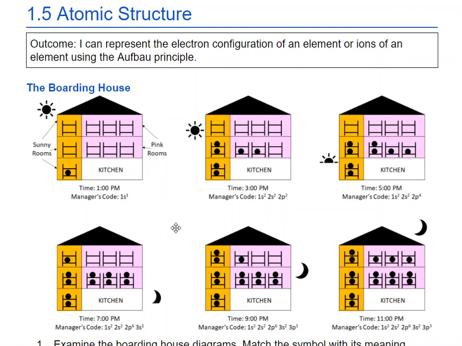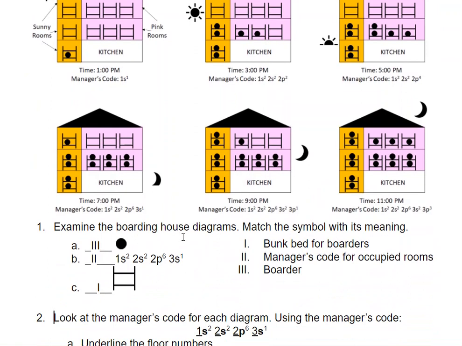So in this boarding house, there are sunny rooms and there are pink rooms. Notice that on the first floor, there's no pink rooms, there's a kitchen instead. And we can see that as time progresses, the boarding house gets filled up according to a set of rules. So looking at the boarding house diagram, match the symbol to its meaning.